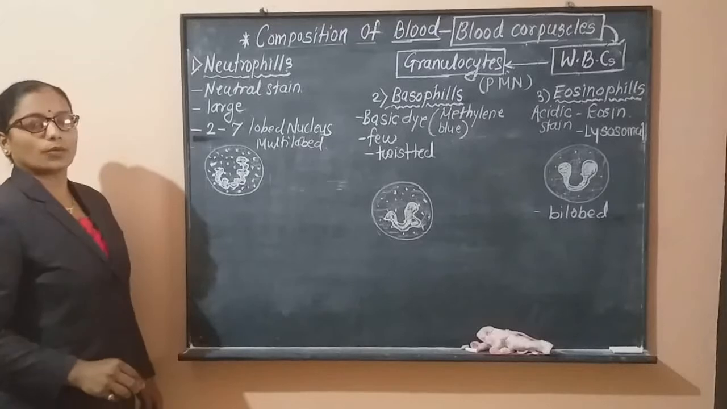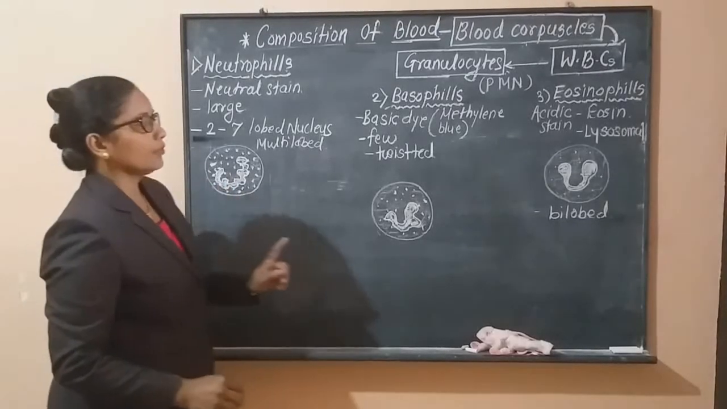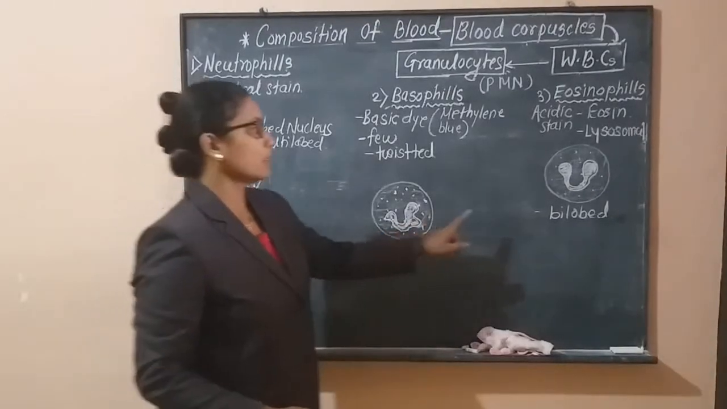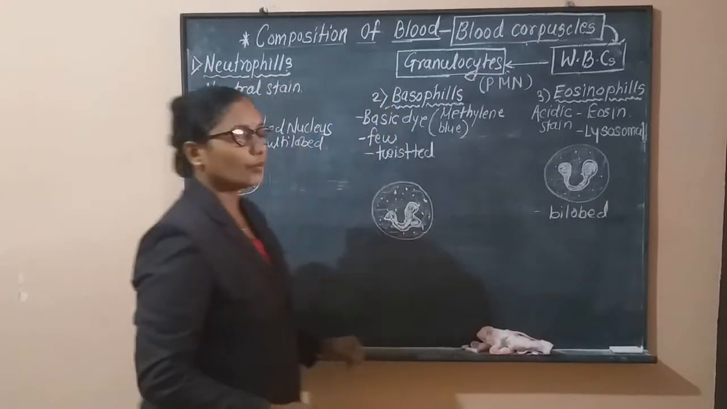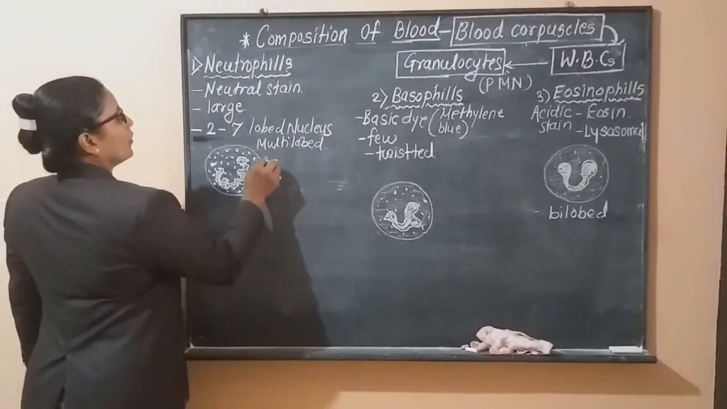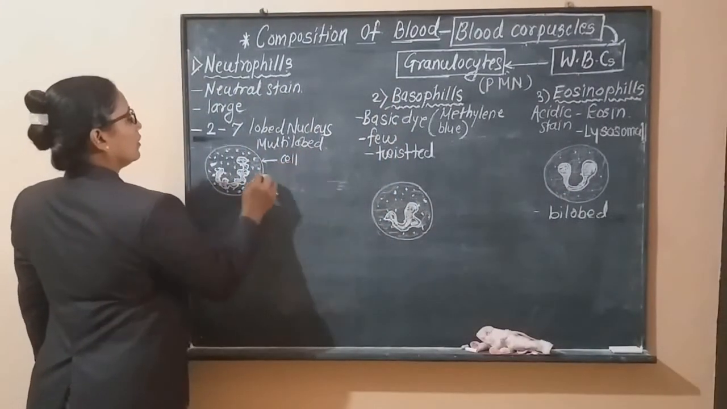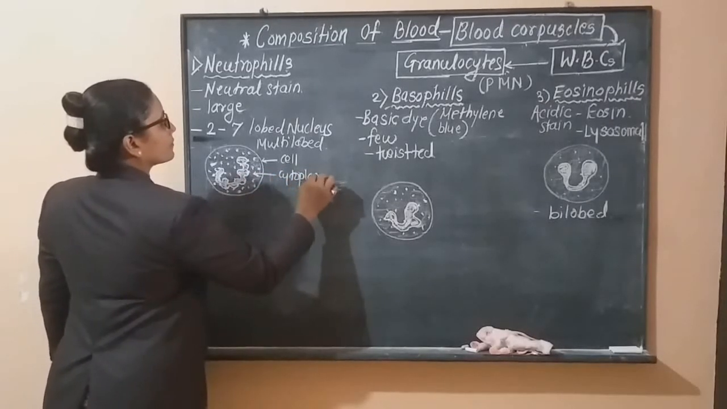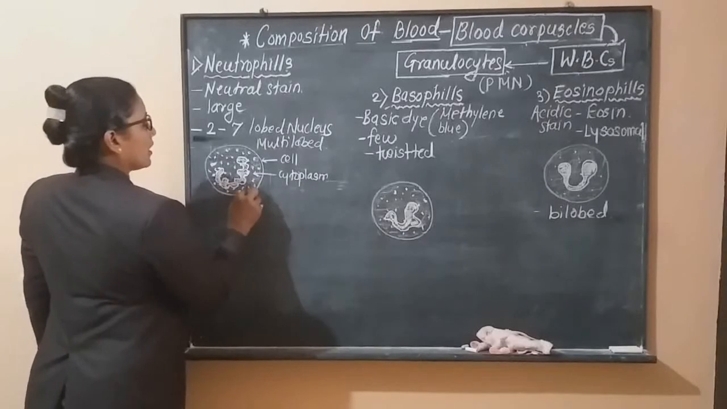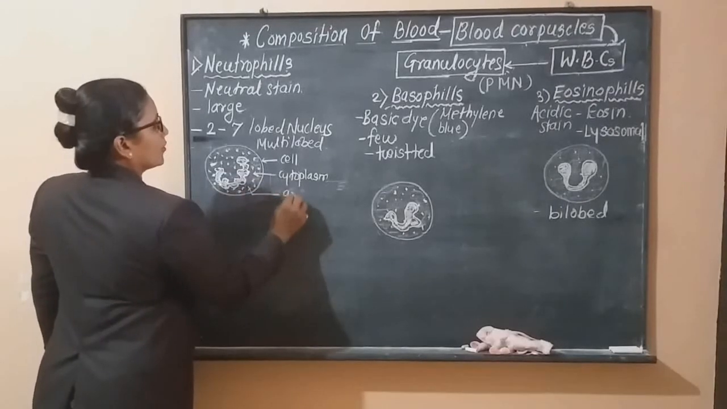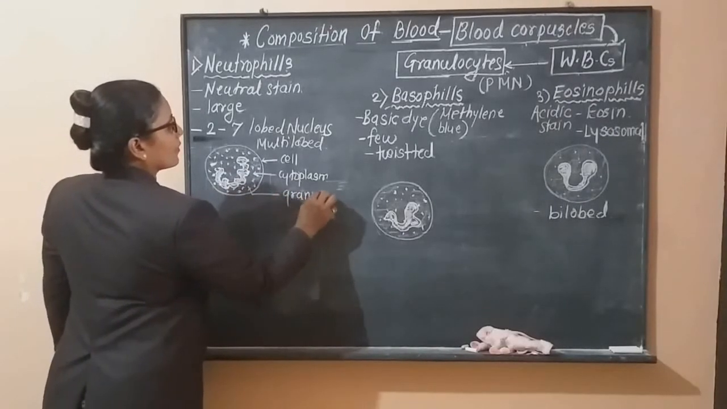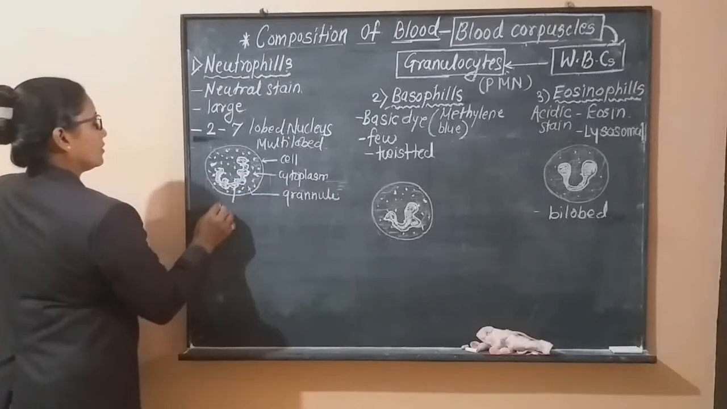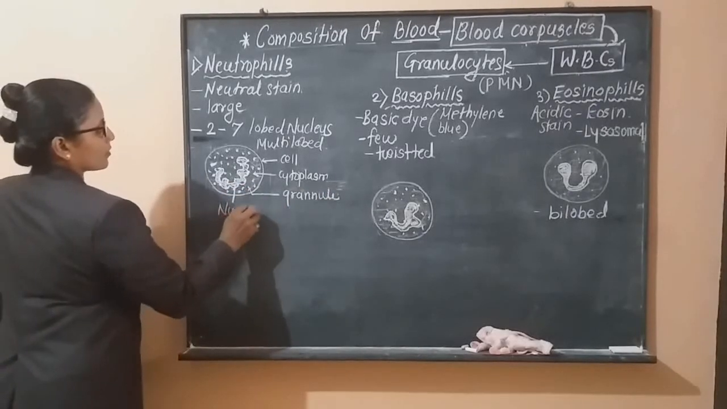Multi-lobed nucleus. This is multi-lobed nucleus, this is twisted nucleus, and this is bilobed nucleus. Now, if you label, this is the cell wall, this is cytoplasm, then these are the granules, okay, and this is nucleus.